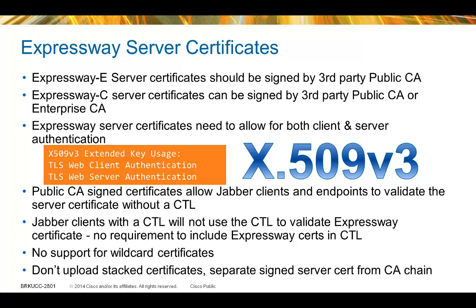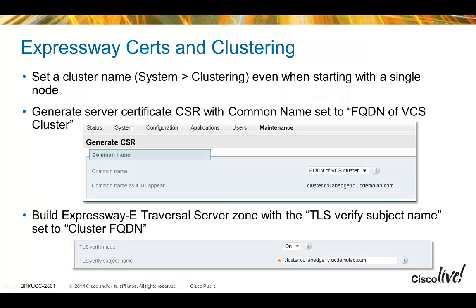Again, no requirement for the CTL, no wildcard support, and don't try to upload a stack cert. That'll just make life miserable for you. So you have to extract and have just the signed cert uploaded to the Expressway, and then take the CA and upload that as a trusted CA cert. Question here. So does the client need to trust the Expressway C? The Expressway C does not need to be trusted by the client, right? Because we never do a TLS connection to the Expressway C. It needs to be trusted by the Expressway E, but not the clients.